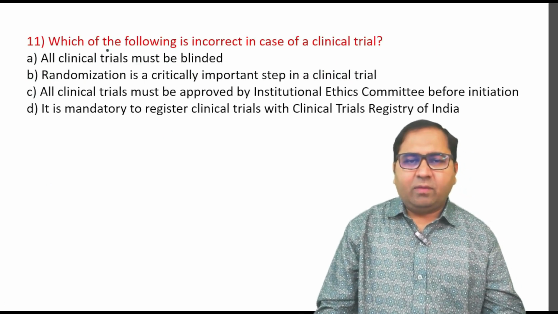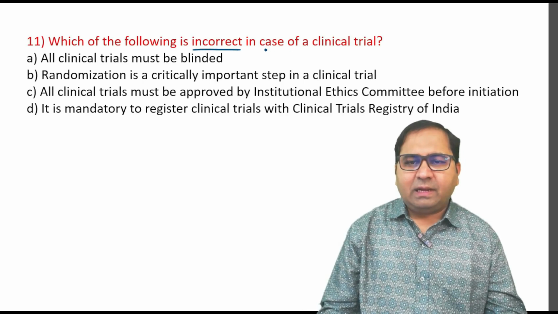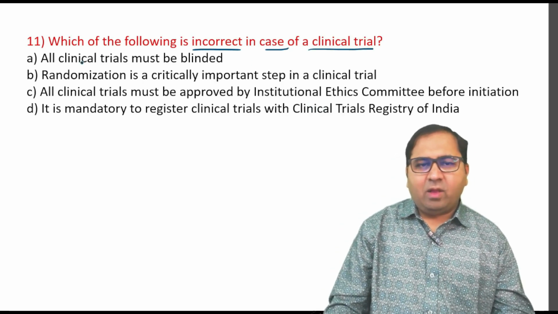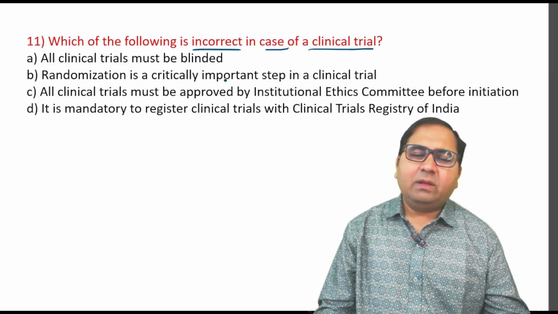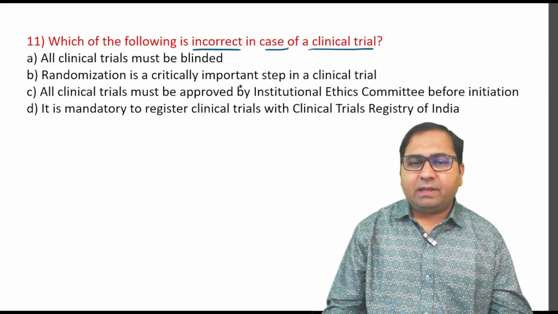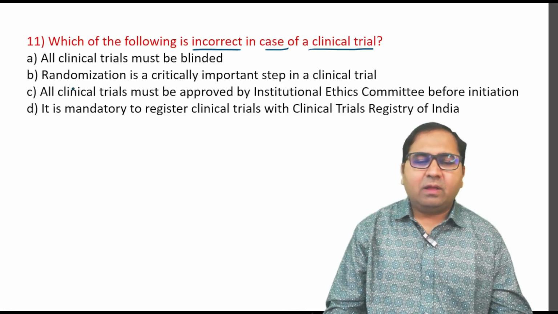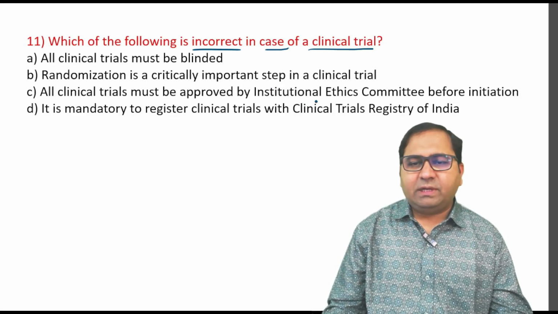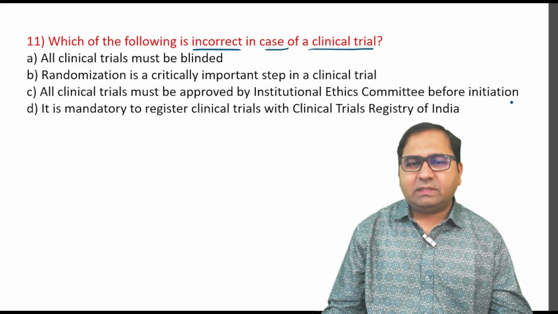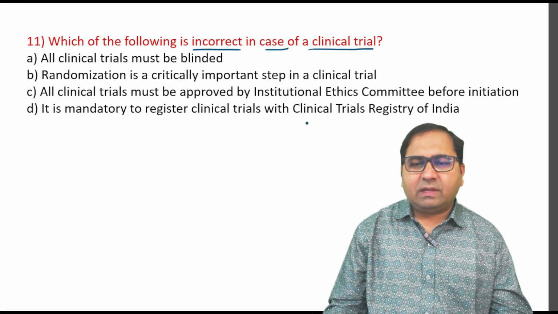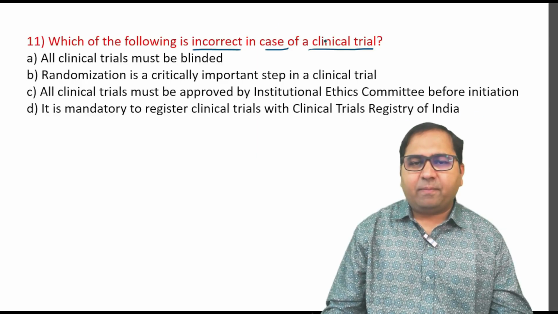Next question. Which of the following is incorrect in case of a clinical trial? The options are A. All the clinical trials must be blinded, or B. Randomization is a critically important step in the clinical trial, or C. All the clinical trials must be approved by the institutional ethics committee before initiation, or D. It is mandatory to register the clinical trials with the Clinical Trials Registry of India.